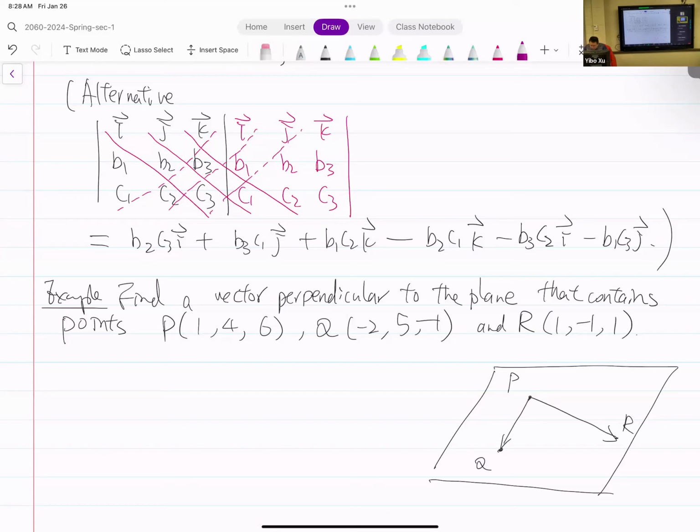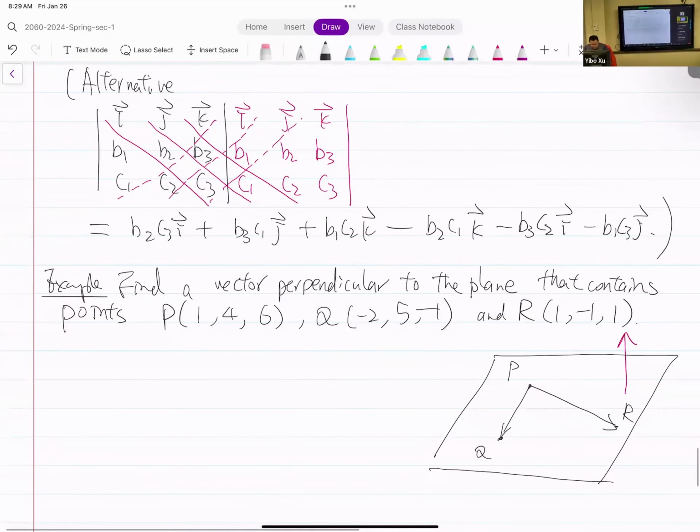So I'm going to argue that if I calculate the cross product of these two vectors, PQ and PR, that will give me the red vector that's perpendicular to PQ and perpendicular to PR, right? So that will be perpendicular to the entire plane. Okay. So that's our thought process.